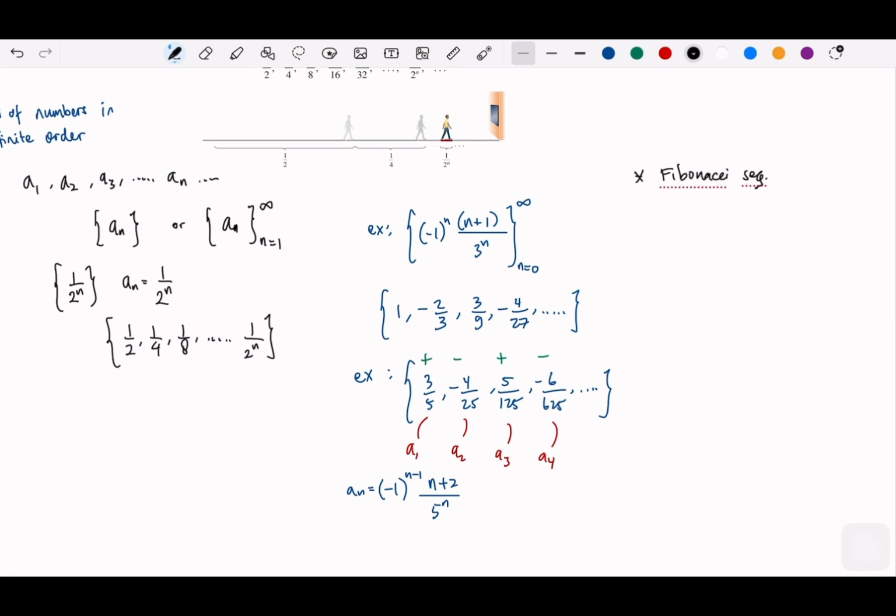So this should be f1 is 1, f2 is 1, and then fn is fn minus 1 plus fn minus 2. And n should be at least 3. So 1, 1, and then 2, 3, 5, 8, 13, and so on.